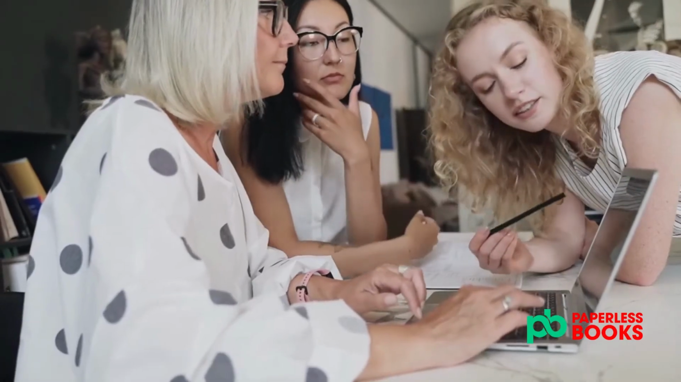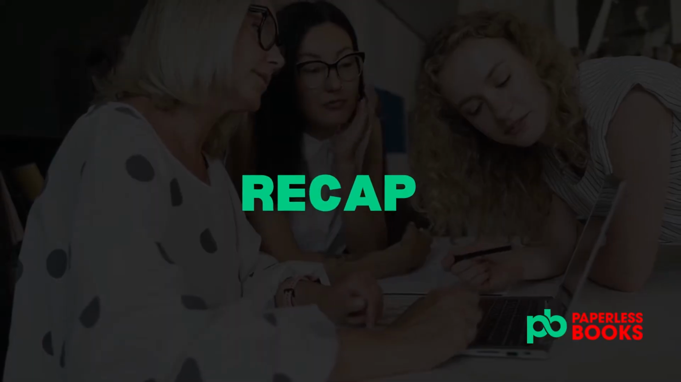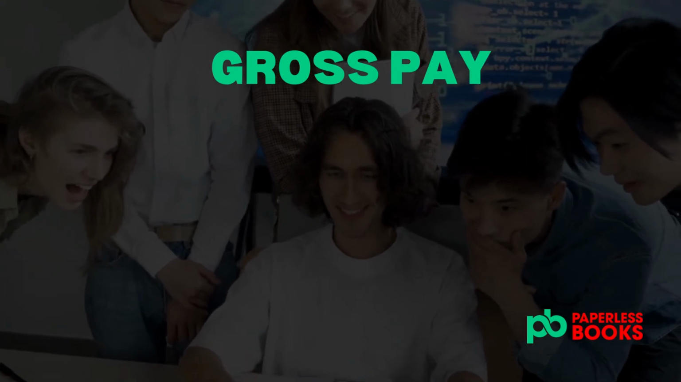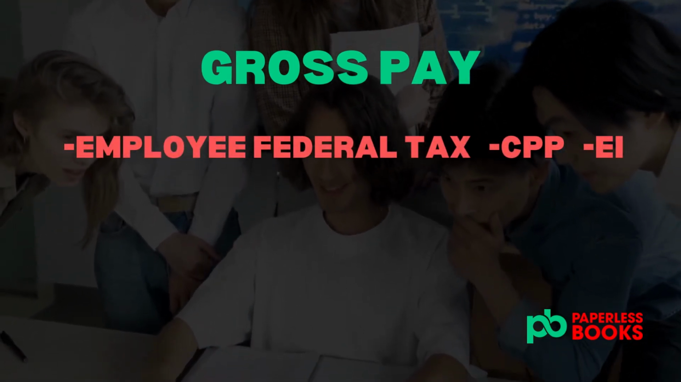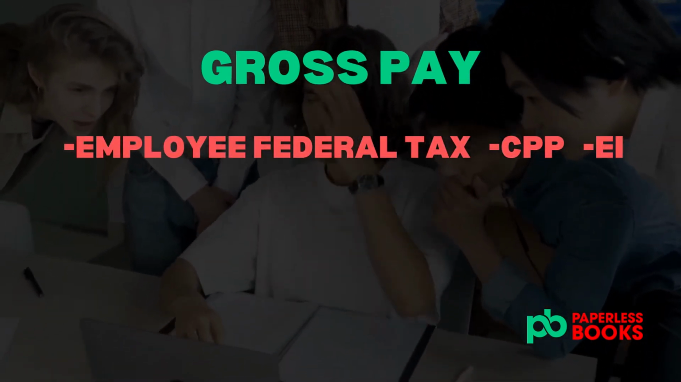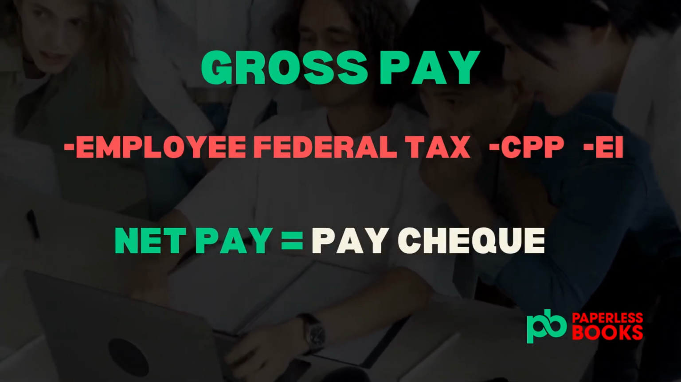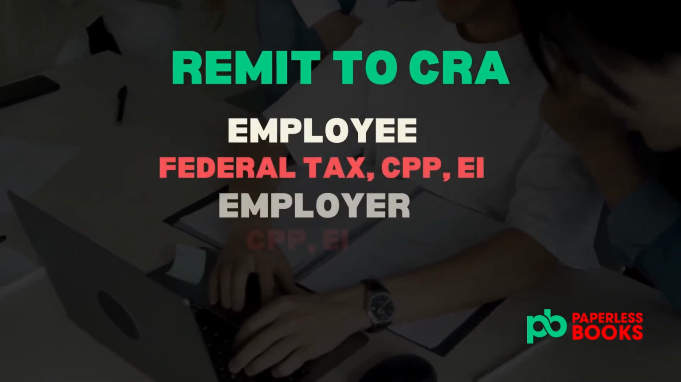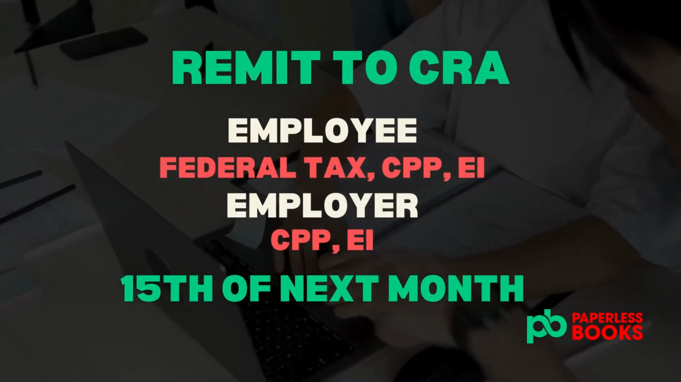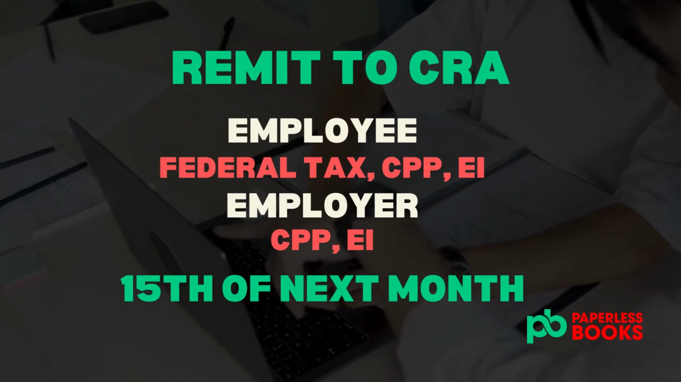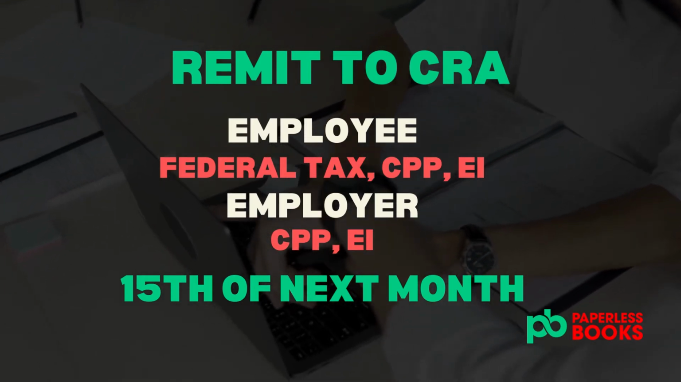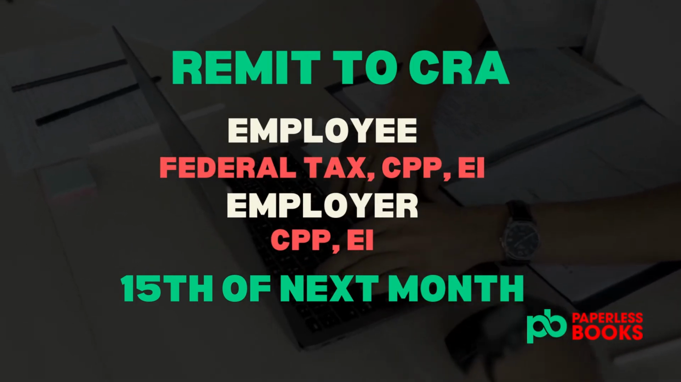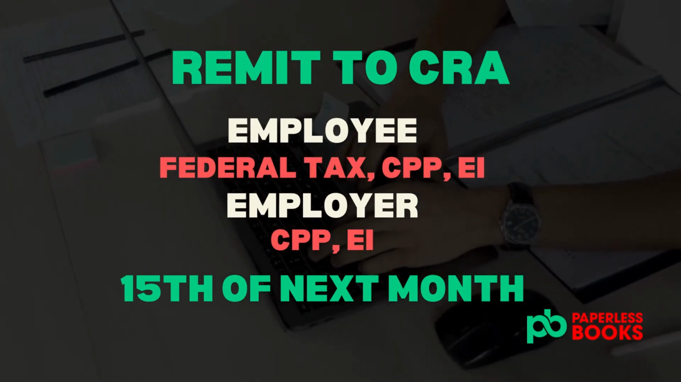Alright, so now that you understand the main components of payroll, let's do a recap of how the whole process works. So first, you calculate the gross pay for each employee. Next, you deduct the federal tax, CPP, and EI out of the gross pay. This results in the net pay. This is the paycheck that is given to the employee. Finally, take the federal tax, CPP, and EI that was deducted from the gross pay and add it to the employer portion of CPP and EI. The sum of this is remitted to the CRA on the 15th of the following month.